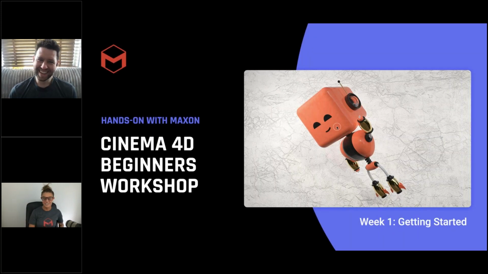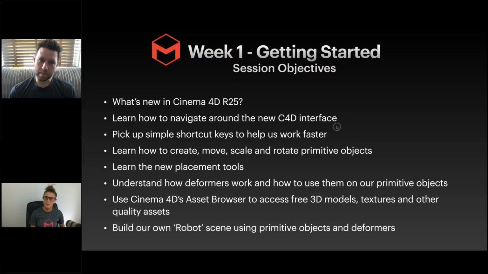Okay, cool. Right, so let's get into it and have a look at what we're going to be doing over the next 2 hours. We're going to have a brief look at what's new in 25, a little chat about some of these new features between me and Matt. Then Matt's going to show us how to navigate around the new Cinema 4D interface. We have new hot corners, new dynamic palettes, lots of new stuff that we can be learning, hopefully quite quickly. And we're going to pick up some simple shortcuts that are going to help us work a lot faster, like camera movements and all that kind of fun stuff.